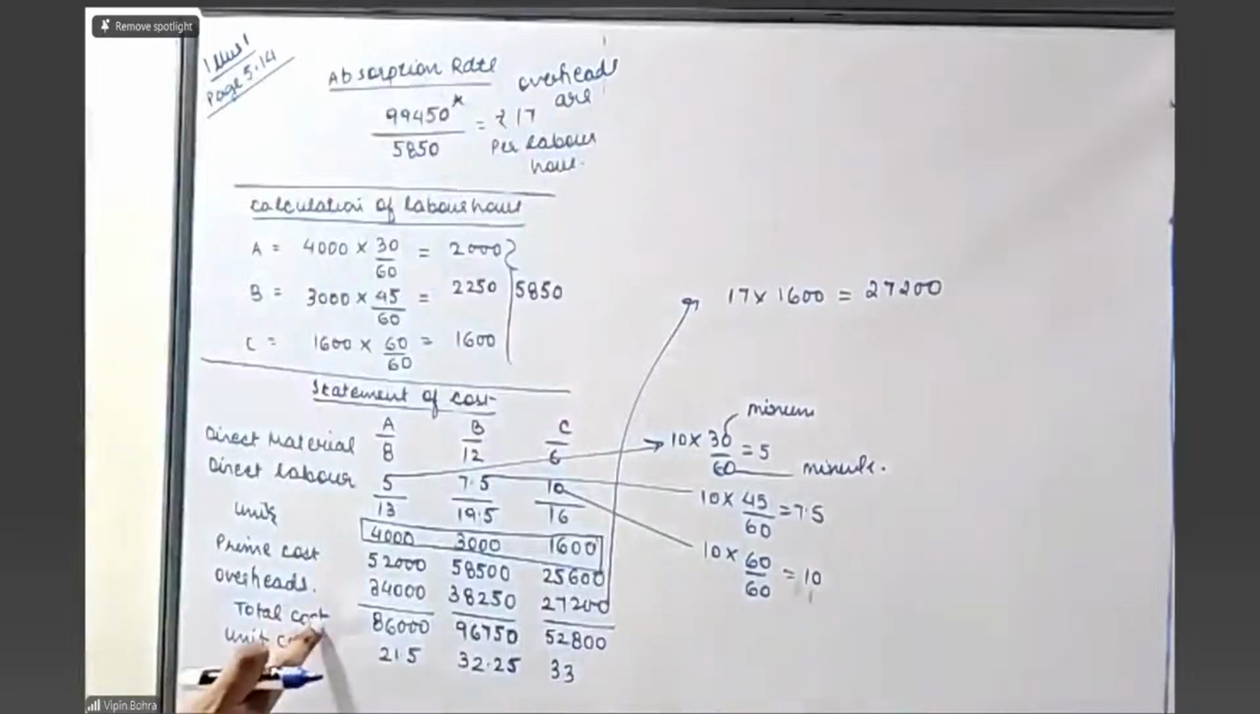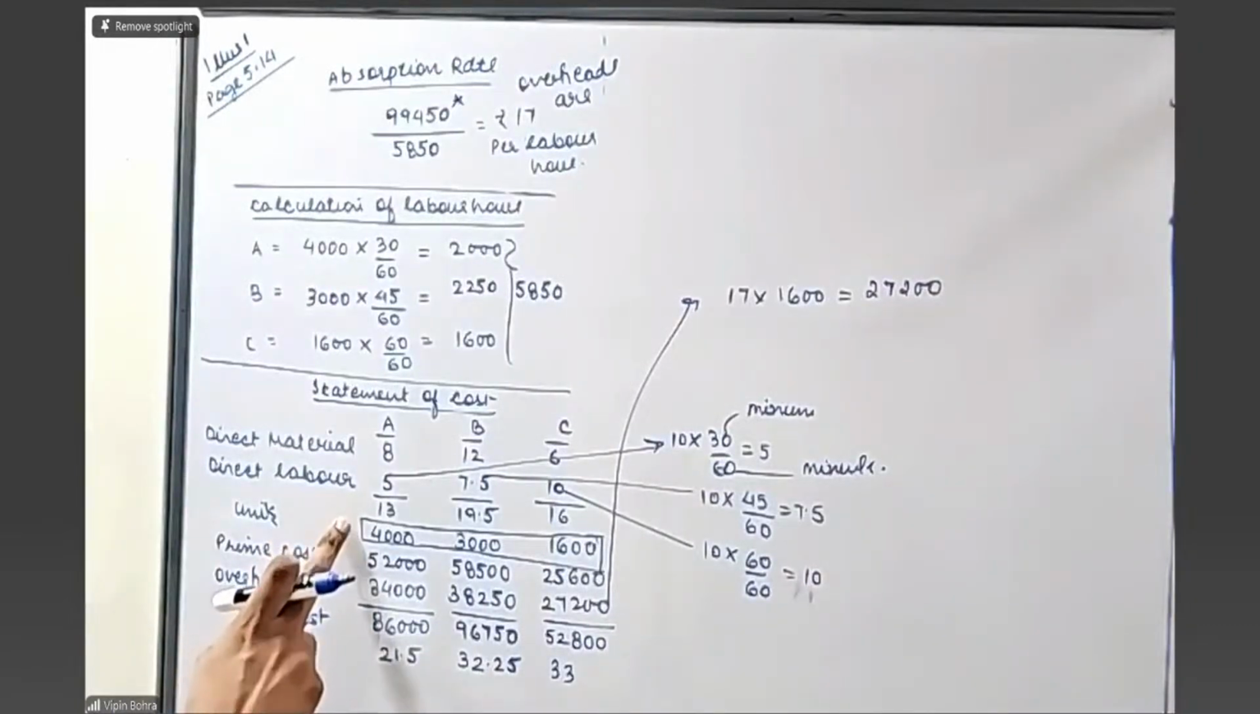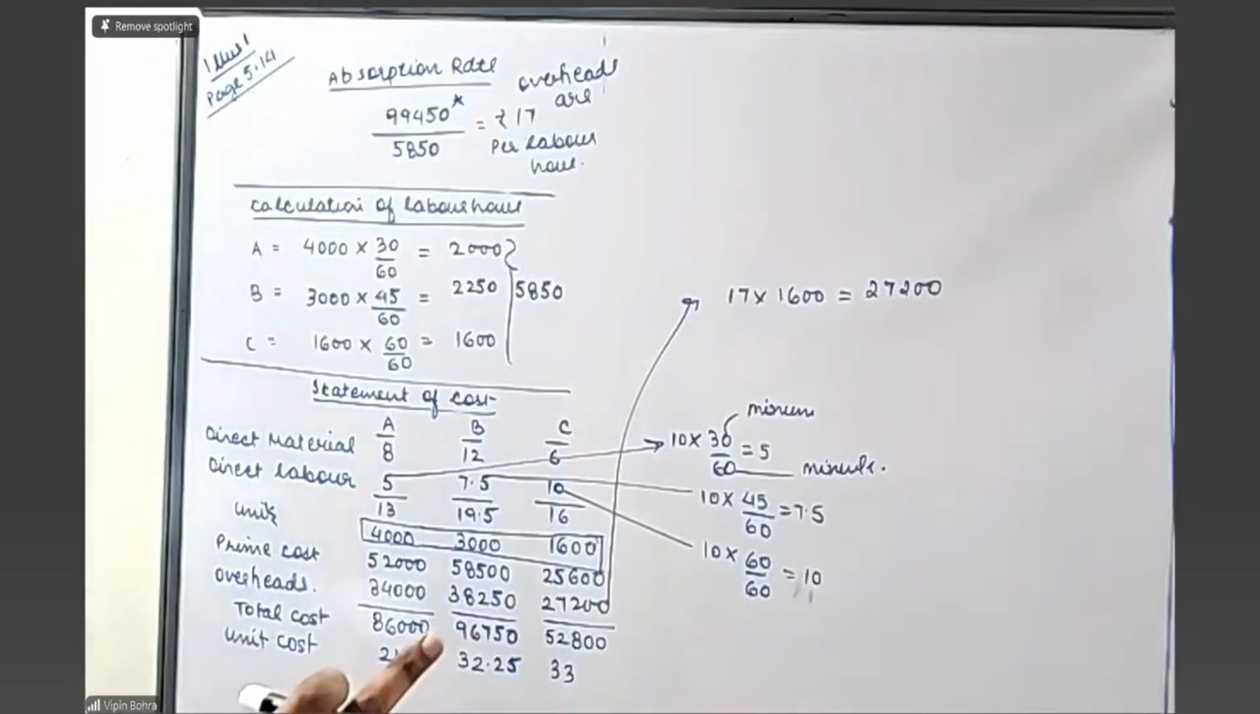See, the total cost is 86,000. If we divide 86,000 by my number of units, we will get the unit cost.